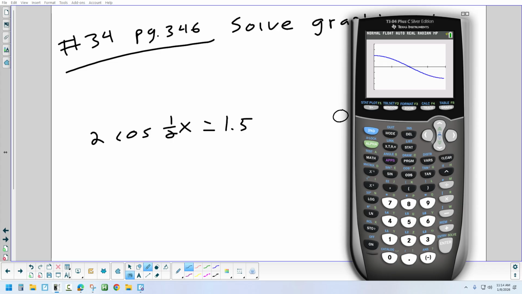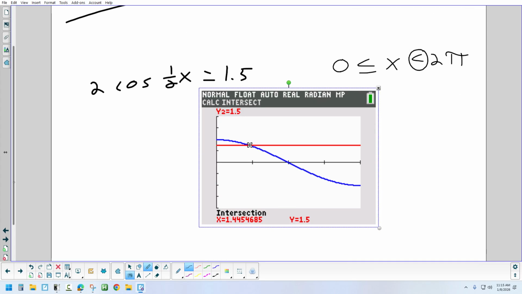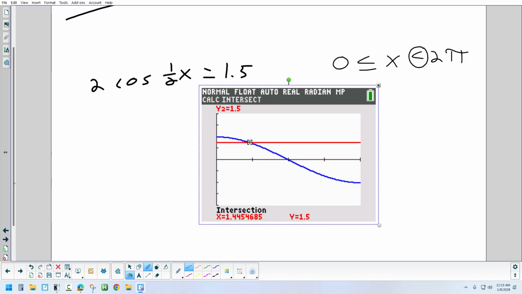So now this 1/2 causes the graph to stretch. Because the graph has been stretched out, it doesn't have a chance to cross it twice. The blue one is too long for that to happen in that window that they gave me. So this is only one answer. And because it's only one answer, I can just hit enter and it'll find it. Okay, so 1.45 radians.